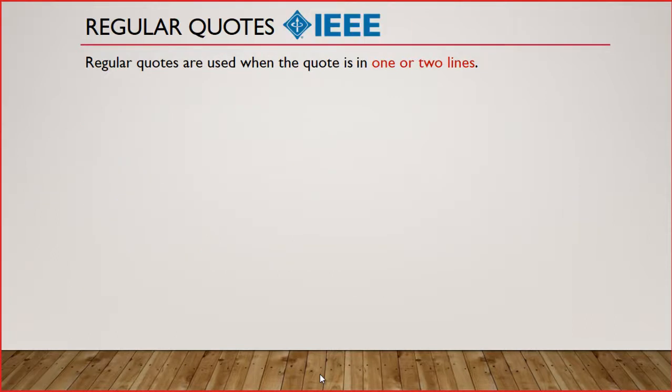Now the same example. Let us go for IEEE. Now the definition of regular quotes in IEEE is slightly different. In IEEE, regular quotes are used when the quote is in 1 or 2 lines. We don't talk about the number of words. In APA, it is less than 40 words, 40 words or less. In IEEE, 1 or 2 lines.